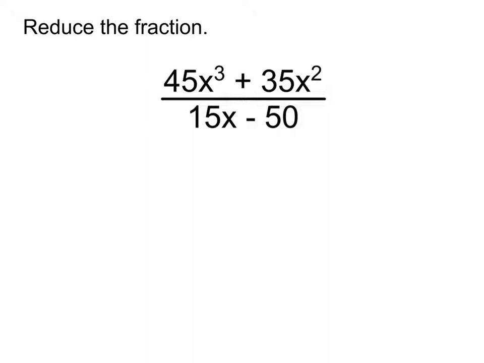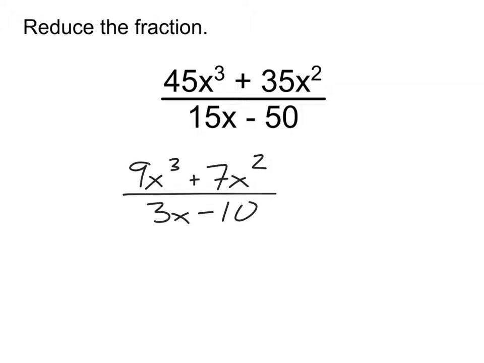And so it's the same idea as the factoring. In fact, we have the same setup and the same numbers in there. So I can still divide them all by 5. So that's what I'm going to do. I'm going to divide everything on top and bottom by 5. So when we do that, 9x cubed plus 7x squared over 3x minus 10.